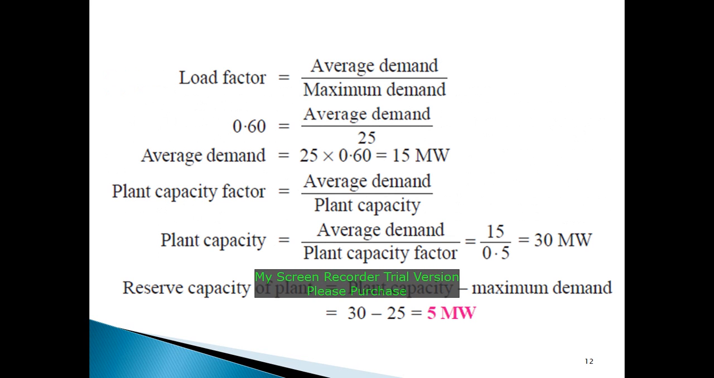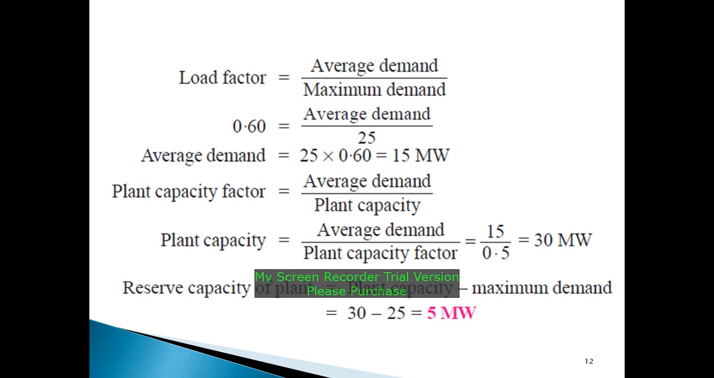So load factor, we know generally, is average demand by maximum demand. So what is the average demand? We have to find it out. From the load factor and maximum demand we can calculate the average demand. The load factor in the problem is given as 0.6 and the maximum demand is 25. So from that we can calculate the average demand. So average demand is equal to 25 into 0.6, 15 megawatt.